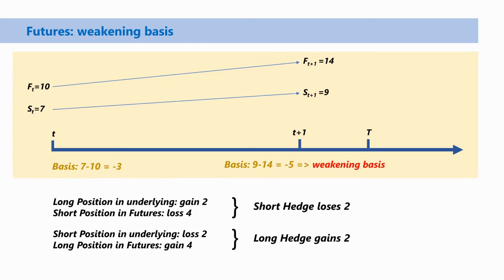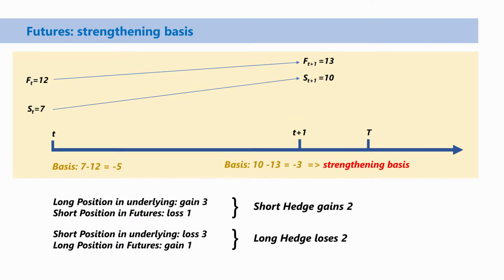It goes from -3 to -5. The absolute value is lower. On an imaginary number line, -5 is left from -3. We call such a situation a weakening basis. As you can see, the weakening basis situation is bad for the short hedge and it's good for the long hedge. Now, let's look at the situation we call strengthening basis.